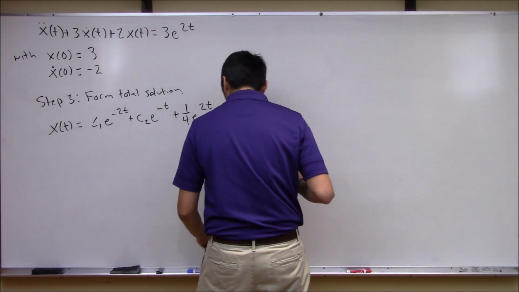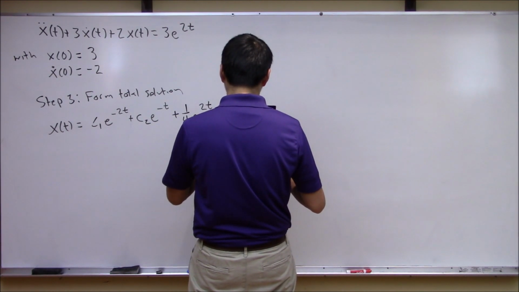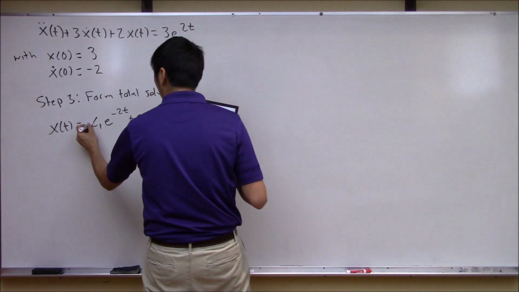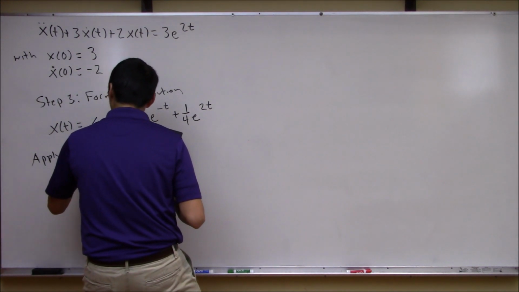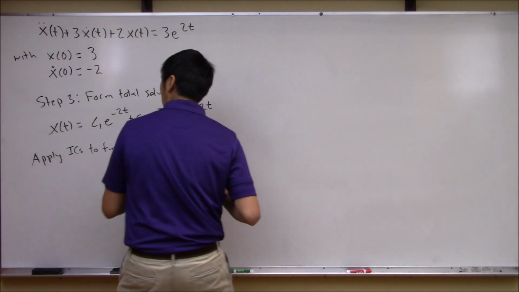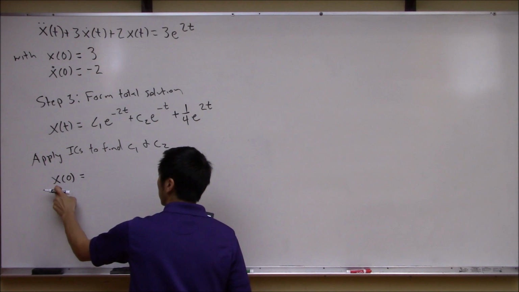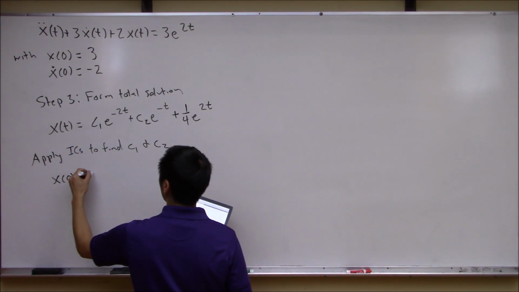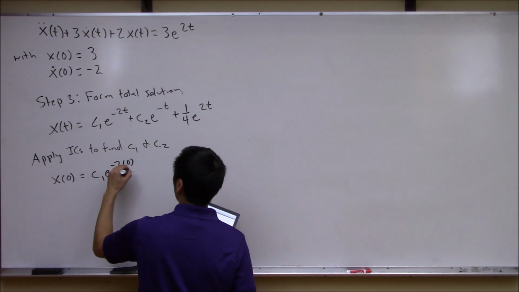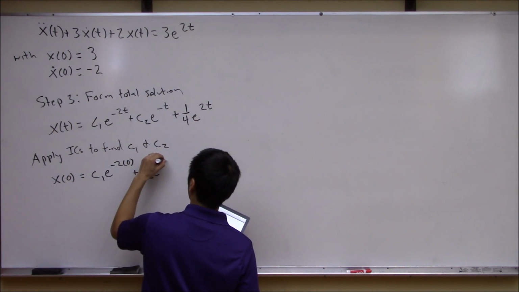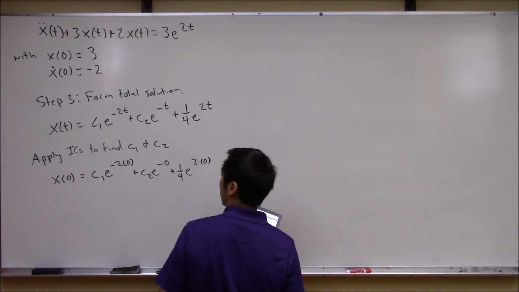So now we can finally apply the initial conditions in order to find C1 and C2. What was the first initial condition? I need x at time 0, so I need the solution at time 0. Everywhere I see a t, I stick in a 0: C1 e to the negative 2 times 0, plus C2 e to the negative 0, plus 1/4 e to the 2 times 0.